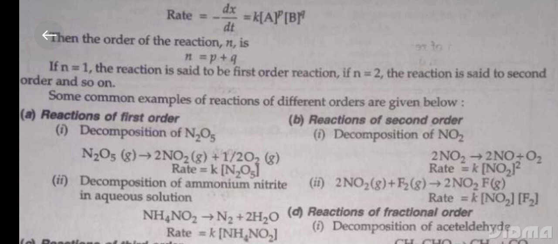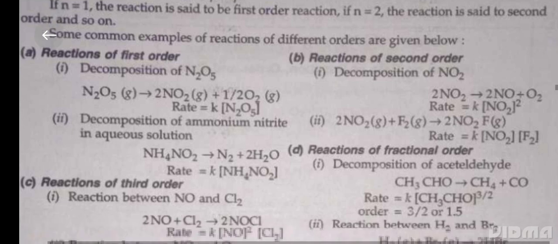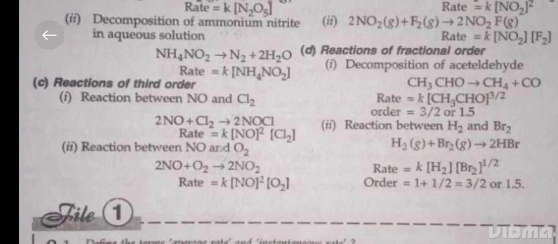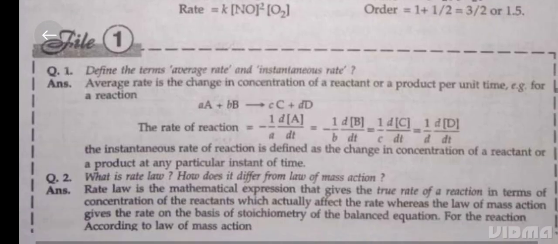Reactions of first order: decomposition of N2O5, N2O5 gives 2NO2 plus half O2, and decomposition of ammonium nitrate in aqueous solution. Reactions of second order: decomposition of NO2. Reactions of third order: reactions between NO and Cl2, and between NO and O2. Reactions of fractional order: decomposition of acetaldehyde, and the reaction between H2 and Br2 giving 2HBr.